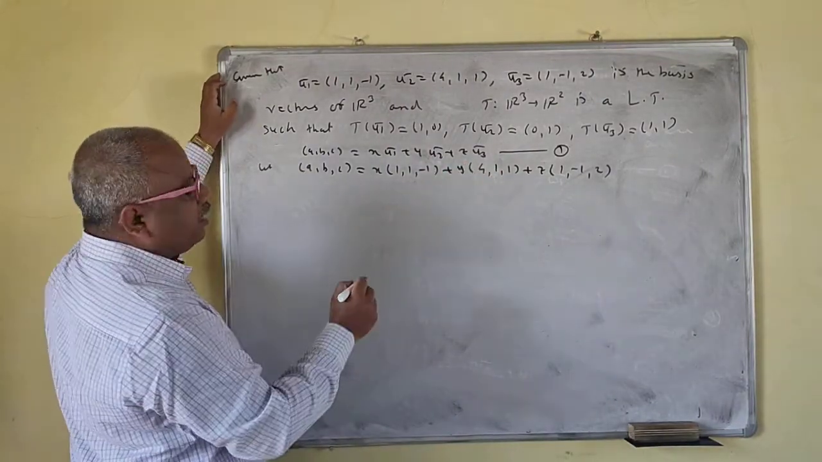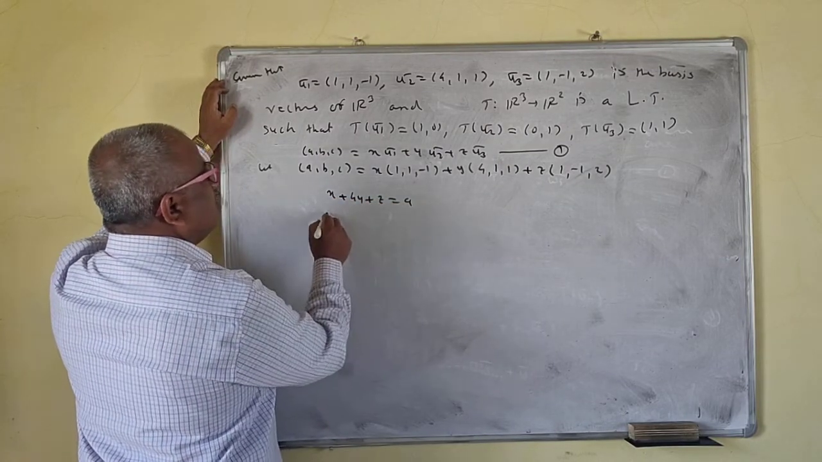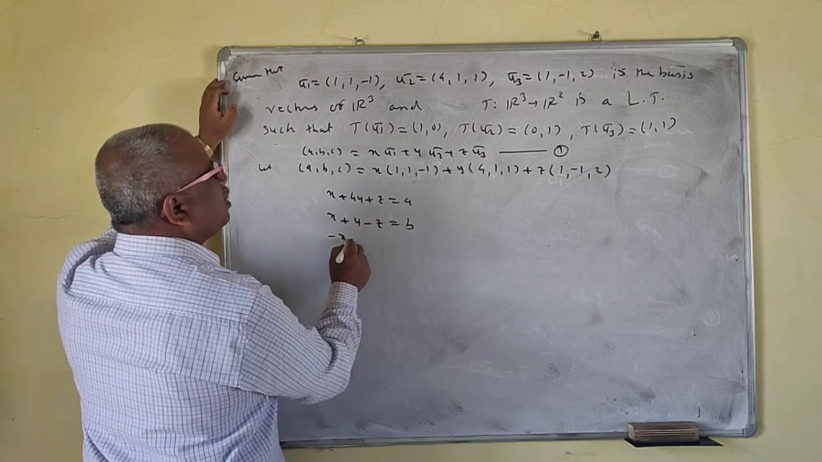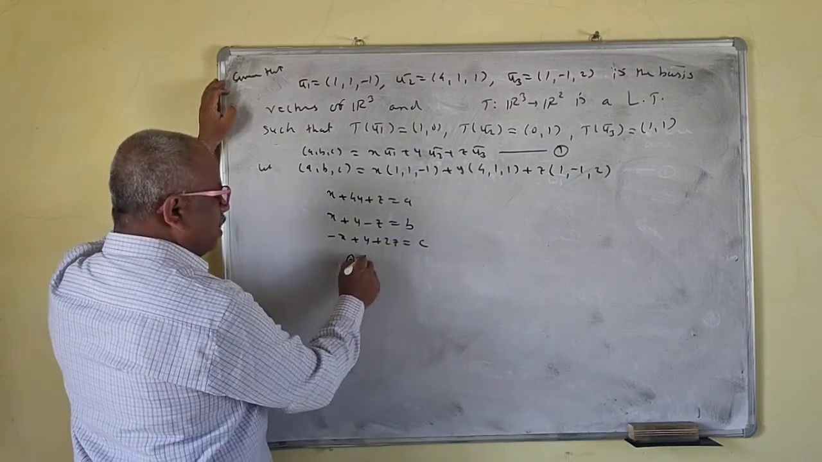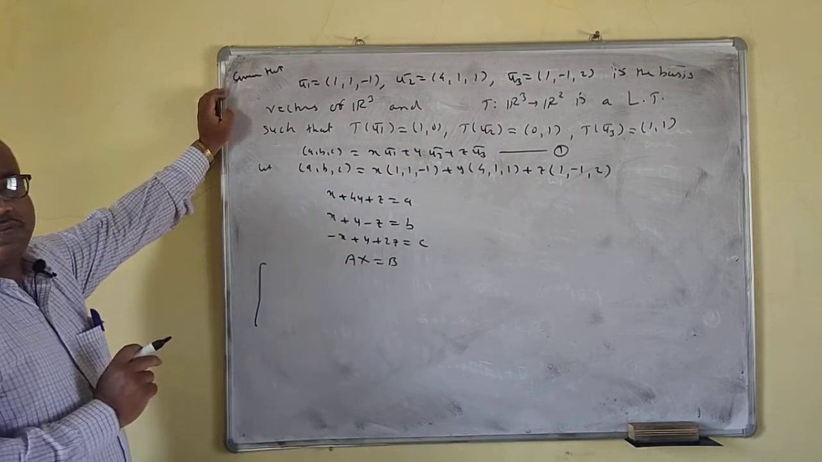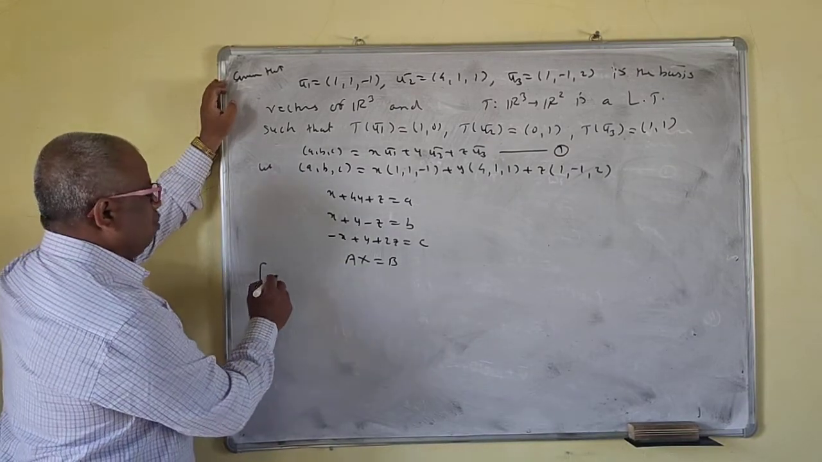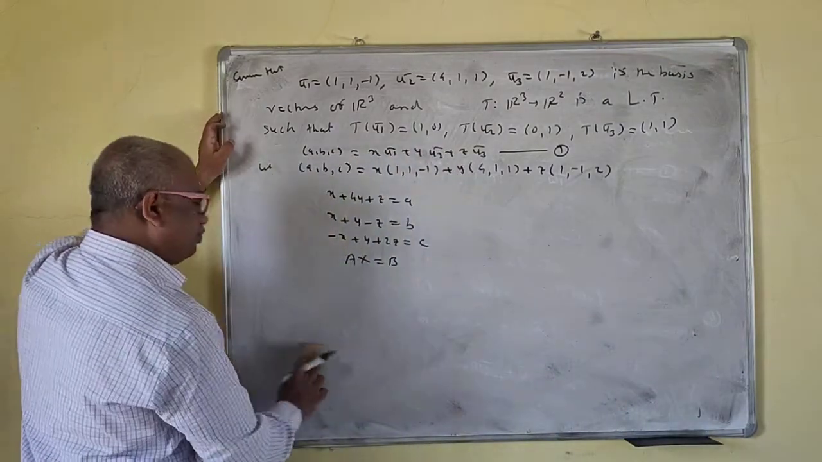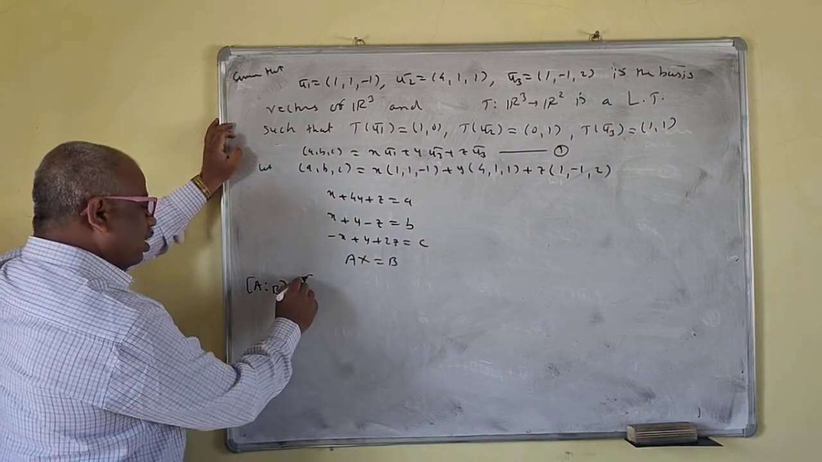The system is: x plus 4y plus z is equal to a, x plus y minus z is equal to b, and minus x plus y plus 2z is equal to c. This system can be written in matrix form. The system is consistent because this is a basis. We have to find the values of x, y, z in terms of a, b, c, so we will write the augmented matrix.